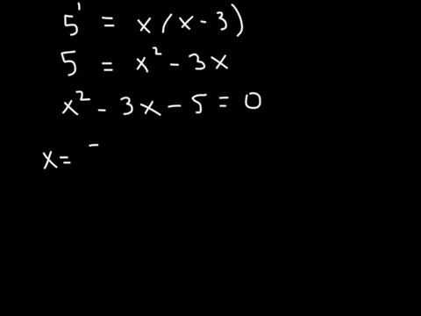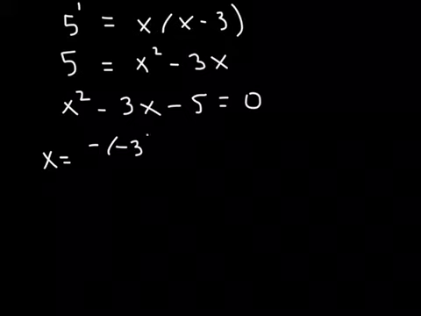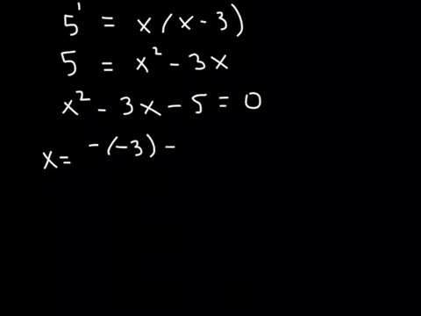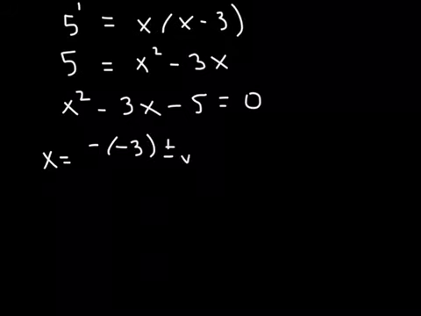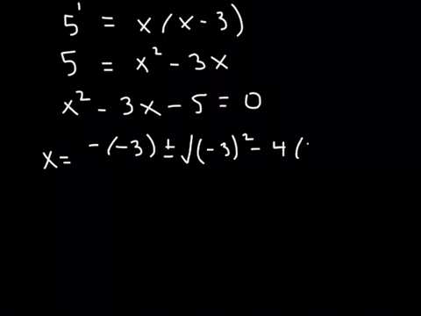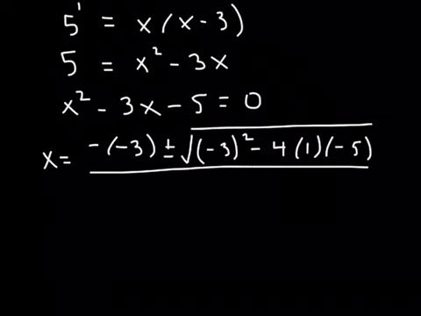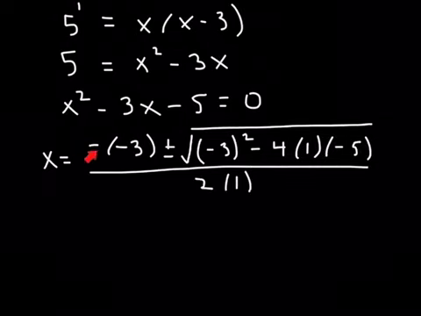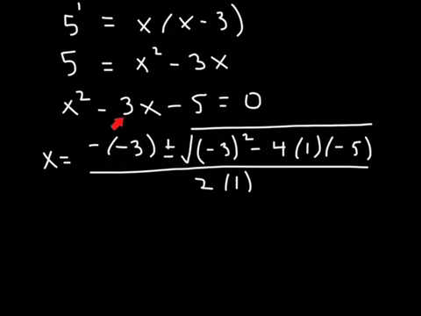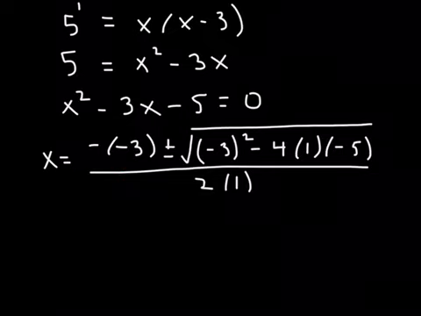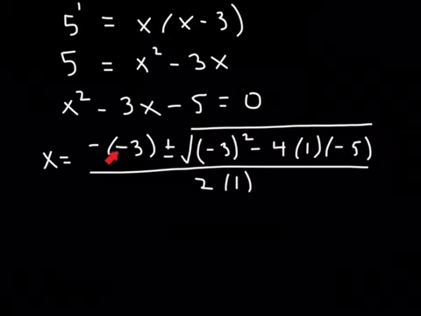negative 3 plus or minus, excuse me, plus or minus the square root of b squared minus 4 times 1 times negative 5, all over 2 times 1. Okay? This is negative b. Your b value is negative 3, so it's negative b. This turns out to be positive 3 right there, right?